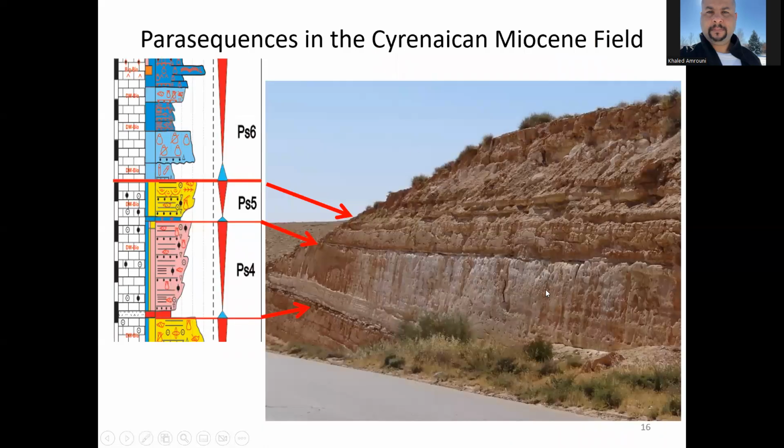And this is to show you the flavor or the taste of the field view of the Cyrenaican shallowing upward cycles. We have our parasequences, PS4, PS5, PS6, those three parasequences. So for example, PS4 from this red arrow at the bottom to this one in the middle, it's about 4.5 to 5 meters, and it's a shallowing upward cycle. And you see here oolitic and then lagoonal facies, and then oolitic and then lagoonal facies above it.